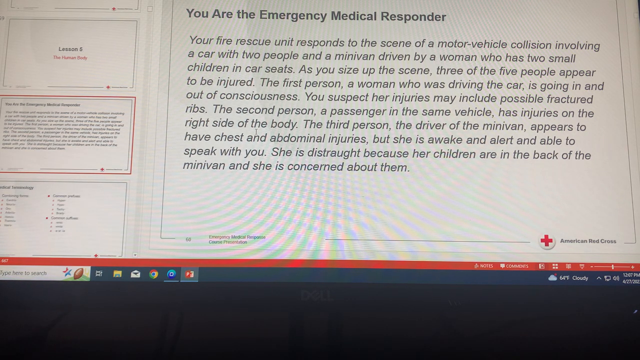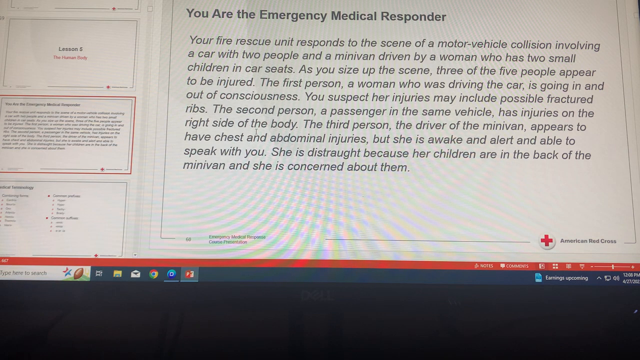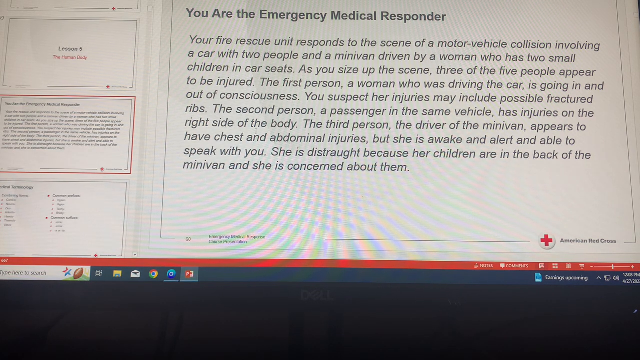The second person, a passenger in the same vehicle, has injuries on the right side of the body. The third person, the driver of the minivan, appears to have chest and abdominal injuries, but she is awake and alert and able to speak with you. She is distraught because her children are in the back of the minivan and she is concerned about them. So this is something that we are going to discuss when we are in person, okay? So just think about the scenario and how you will handle it.